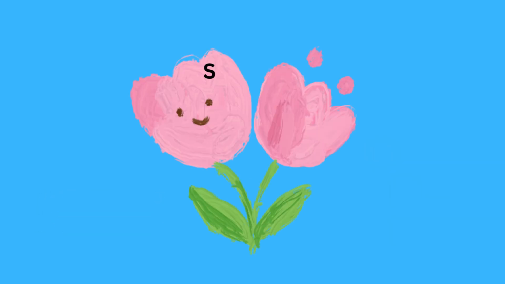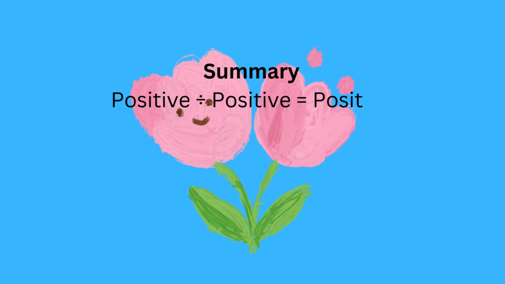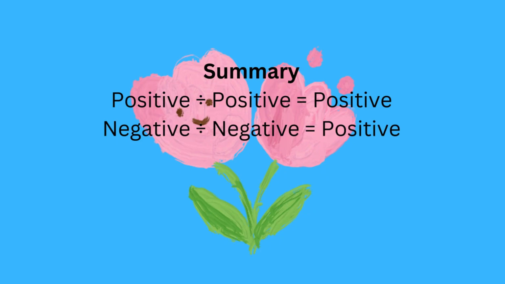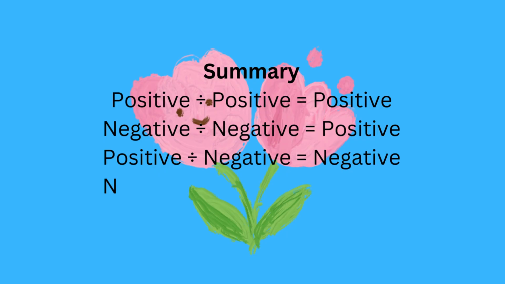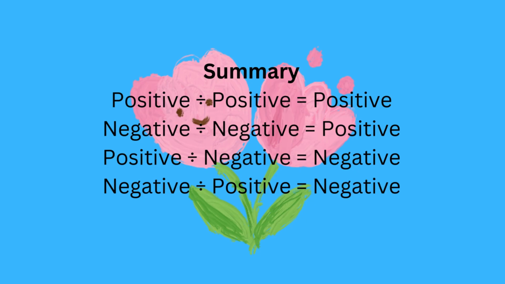Here's a summary of our findings. Positive divided by positive equals positive. Negative divided by negative equals positive. Positive divided by negative equals negative. Negative divided by positive equals negative. In other words, if the signs are the same, the result will be positive. But if the signs are different, the result will be negative.